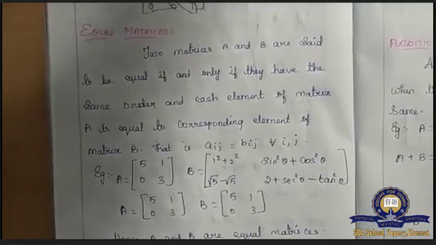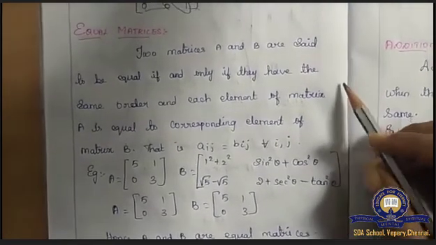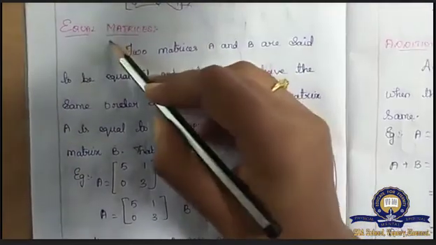So these are the 9 types of matrices. I hope you people understand. Be thorough with these types, children. Now let's move on to equal matrices.